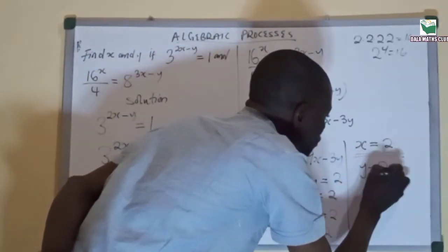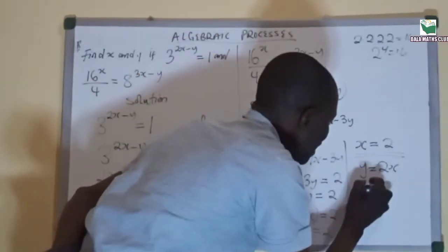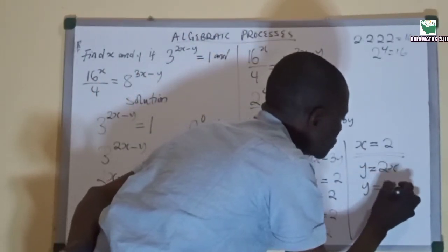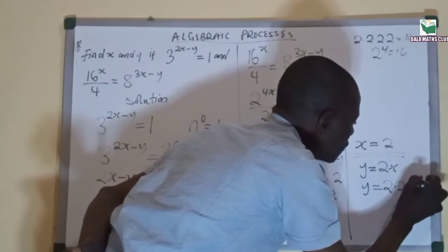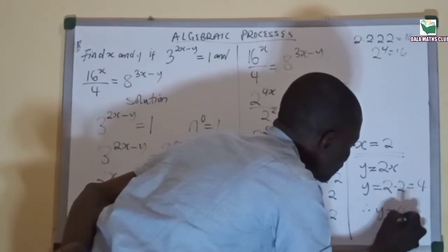our y is equals to 2x. Wherever we have this x, we change it with 2. So now we have y is equals to 2 times 2, which is equals to 4. Therefore, y is equals to 4.